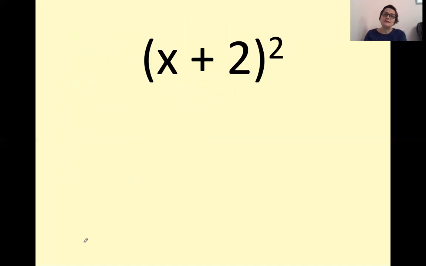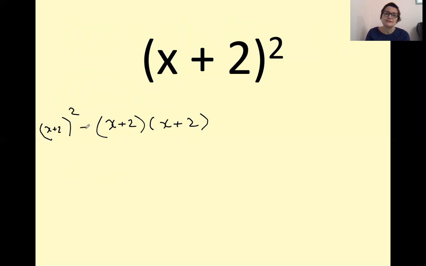Now, how about this case? It says x plus 2 to the power of 2. How can I do this one? Now, to the power of 2, as it is with numbers or with letters, it is the same with brackets. So it means the bracket multiplies itself twice. So this means x plus 2, times x plus 2. Let me write the example exactly as it is: x plus 2 to the power of 2 is the same as x plus 2 times x plus 2.